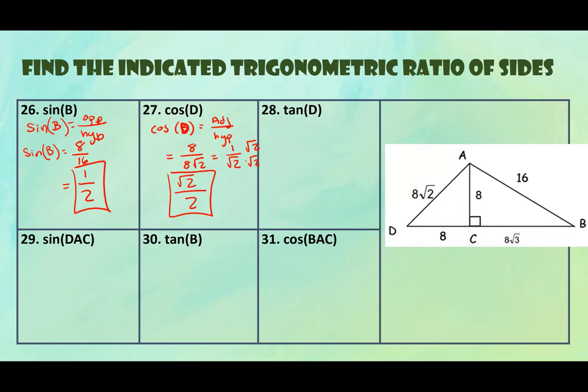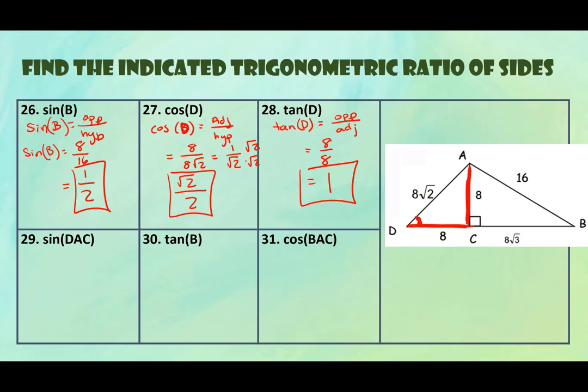Now let's do a tangent one. We have tangent of D. Again, we're looking at the same angle D right here. And we know that tangent of D is the opposite side over the adjacent side. The opposite side is 8 right here, and the adjacent side is also 8. So tangent of D is going to be 8 over 8, or simplified down to just 1.